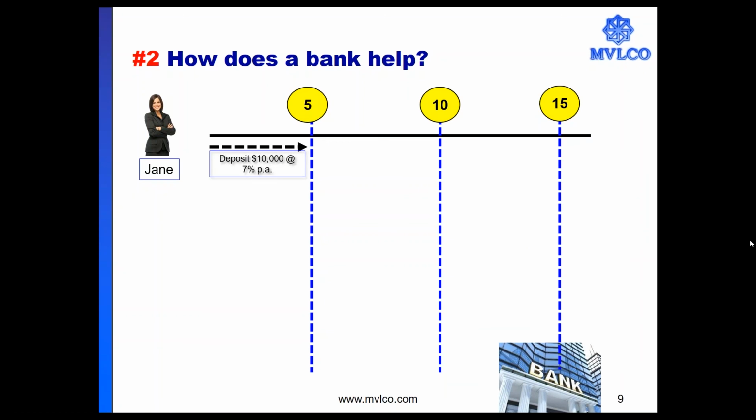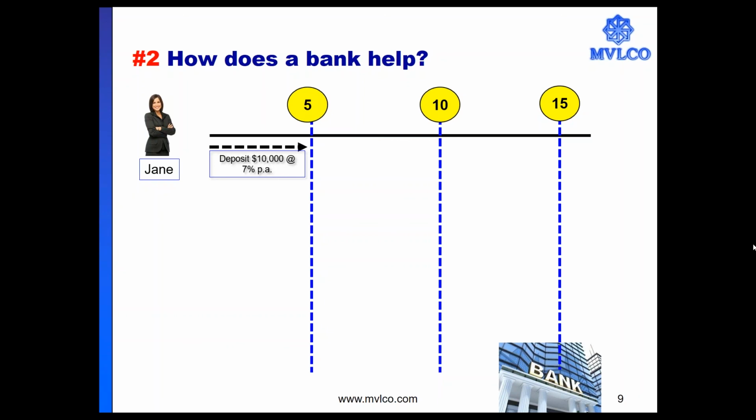5, 10 and 15 on the screen indicate the time period, that is 5 years, 10 years and 15 years. Jane places a deposit of $10,000. Now question number 1: when Jane places a deposit of $10,000 for a period of 5 years, at this point of time on the screen you have no borrower, but since you have accepted this money from Jane, you must start paying her interest at the rate of 7% per annum.